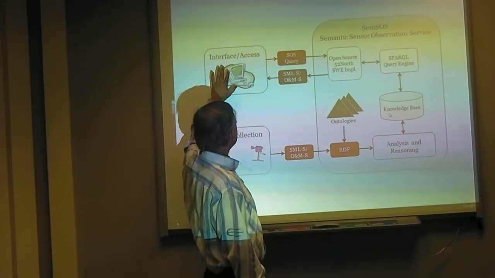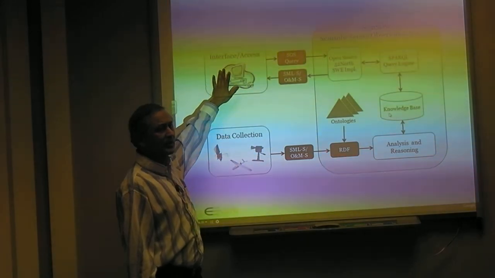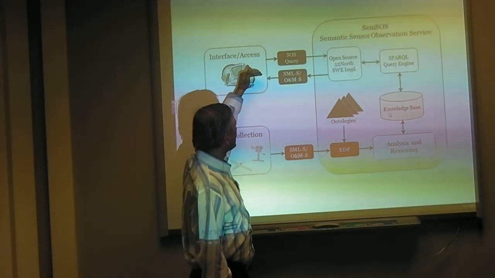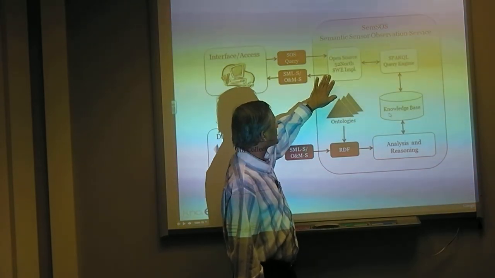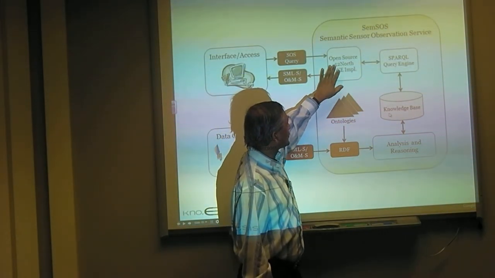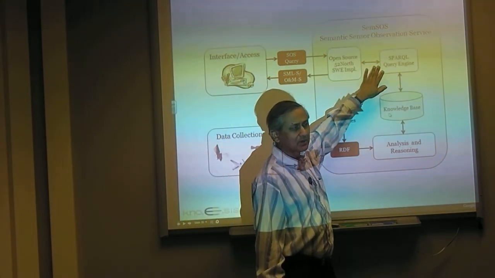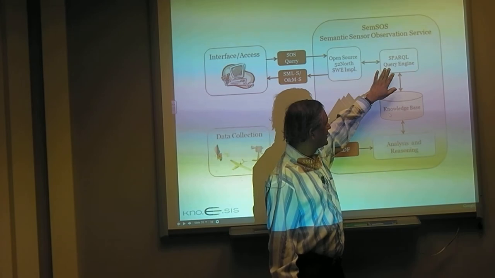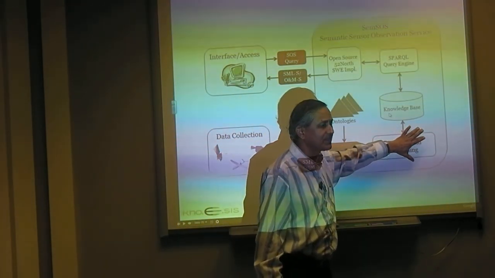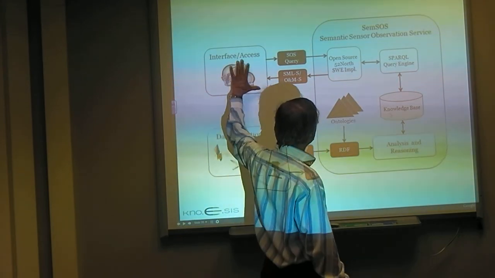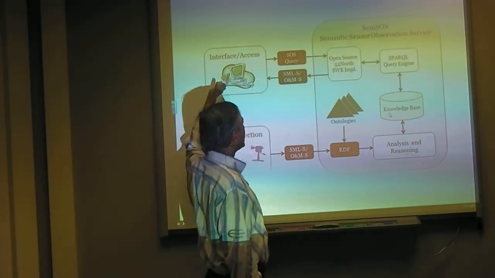Then you have some application or some human need. They formulate a query, and there is a query that is sent, and there is an open source infrastructure for processing sensor web data that was enhanced with semantic vocabulary to be able to do SPARQL queries. So basically you're getting data and metadata all this way, and you are doing semantic querying from here, right? And then you're getting the data back.